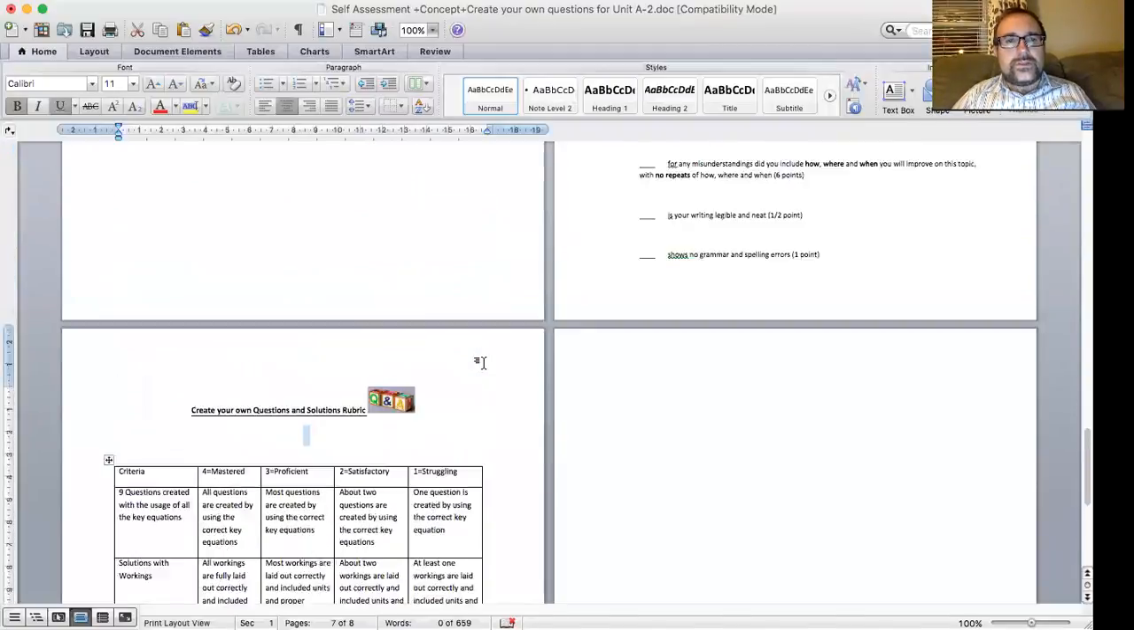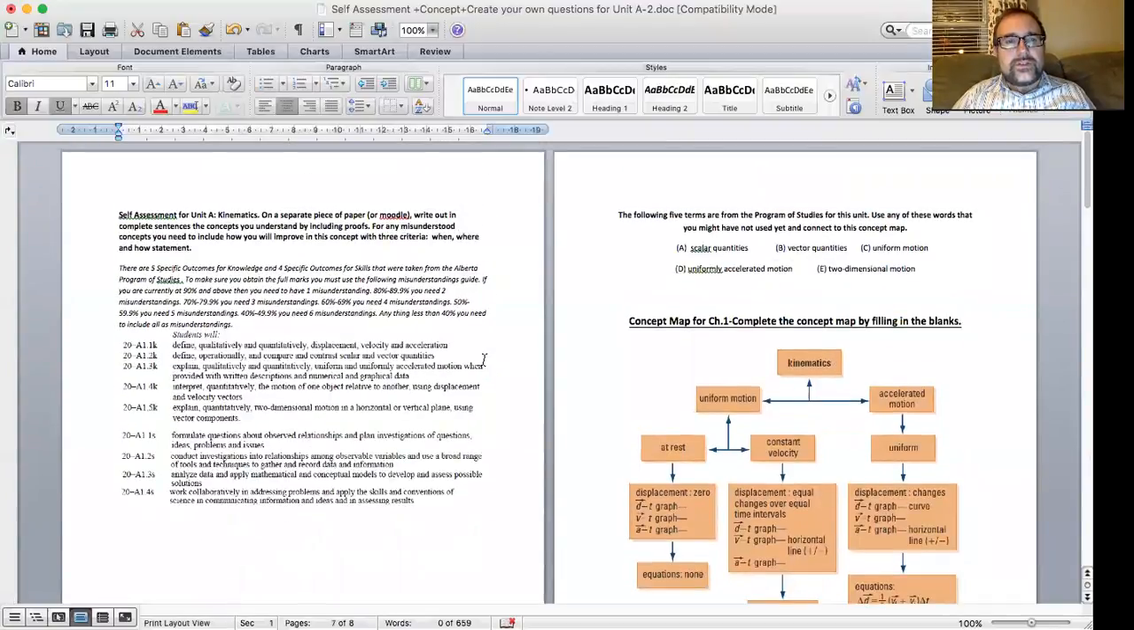So you're going to be seeing that it starts off with the actual assignment where it's Unit A Kinetics. So that was Chapter 1 and 2 of your textbook. In there, you will realize that there are 5 specific outcomes for knowledge. That's what the K stands for. And then there's 4 specific outcomes for skills. And that's what the S stands for over here. Your goal now is to determine what your current grade is. Look in PowerSchool, and that will determine that.